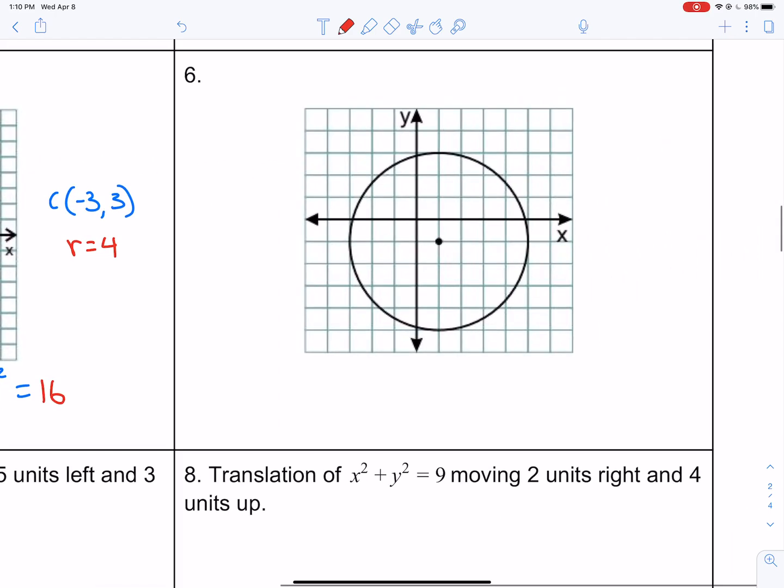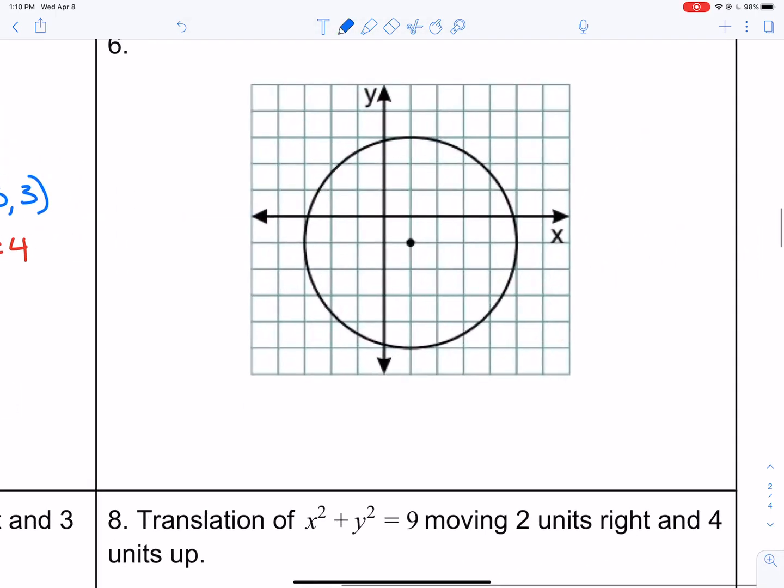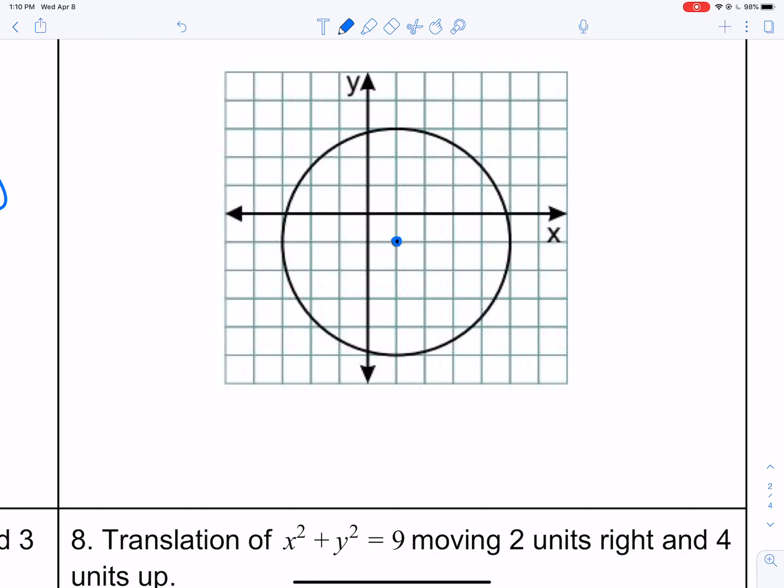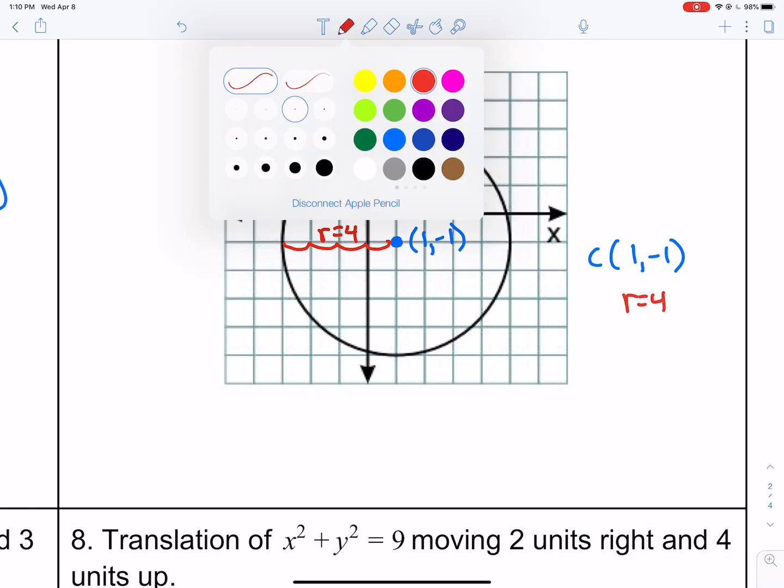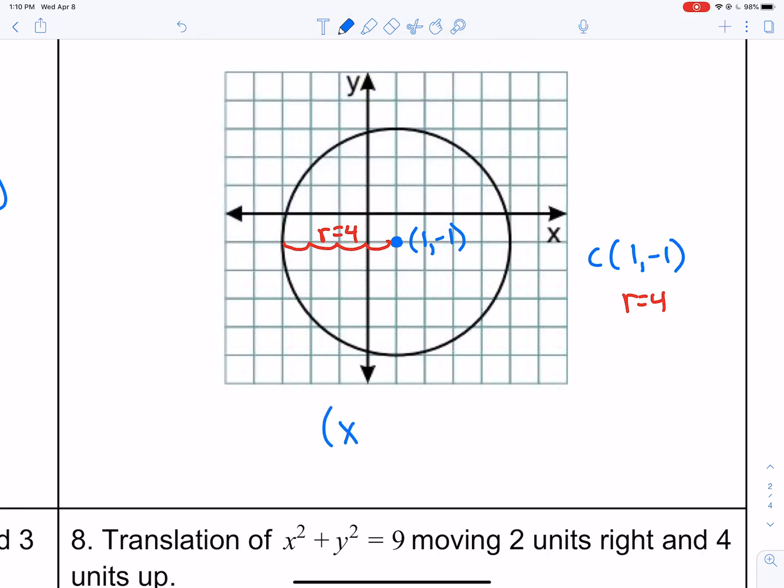All right, let's do another one of the graphing ones. So if they just give me the graph of this circle, I'm going to locate the center point. So it's at 1, negative 1. I'm going to write it out here where you can see it better. The radius looks like 1, 2, 3, 4. So we just need to write out our equation. So we say x minus 1 squared plus y plus 1 squared is equal to r squared, which is 4 squared, which I'll just put 16.